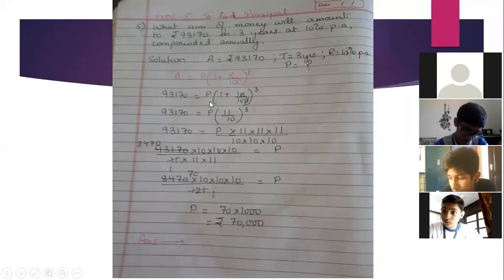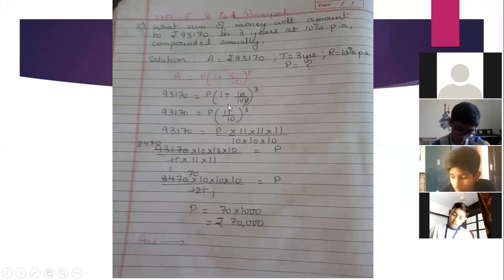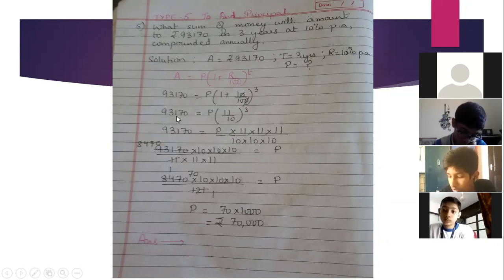After putting the values, you will just try to simplify it over here. Even if you don't simplify it here, somewhere down you will have to simplify. So 1 plus 1 upon 10, after taking the LCM, you will get 11 upon 10. So this is where we reach. 93,170 is equal to P into (11 by 10) whole cube. After that, this P is getting multiplied with (11 upon 10) cube.